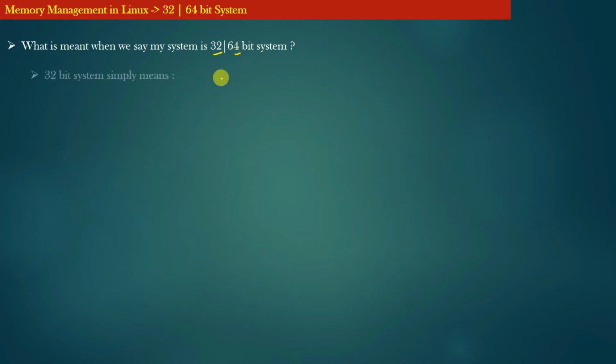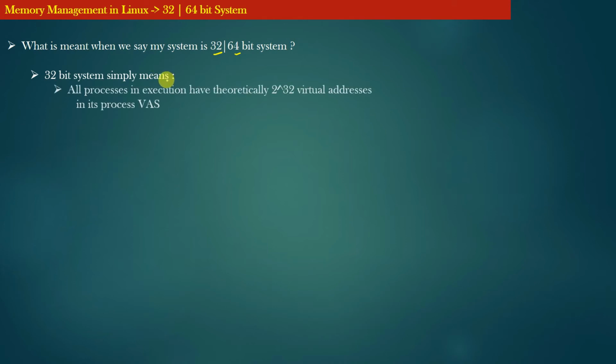So let us discuss in the context of a 32-bit system. Whatever reasoning we apply to a 32-bit system, the same reasoning applies to a 64-bit system. So suppose we have a system which is a 32-bit system, it simply means that all processes in execution have theoretically 2 raised to the power 32 virtual addresses in their process virtual address space.